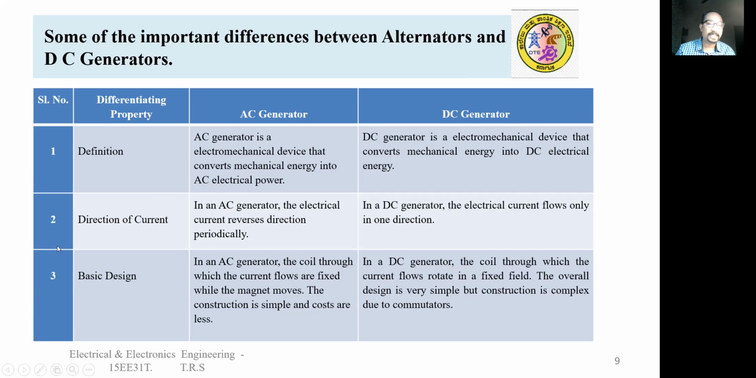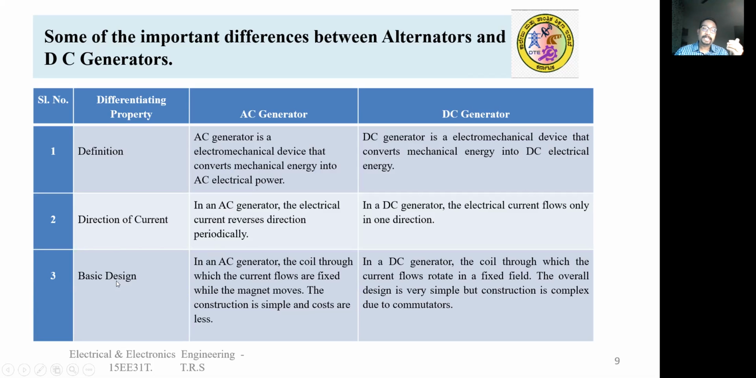The second difference is the direction of the current. As I told you, in the case of an AC generator, as the name implies, the induced voltage or current is alternating in nature. But in the case of a DC generator, the induced voltage or current is always unidirectional, that is, it has a constant or fixed direction.